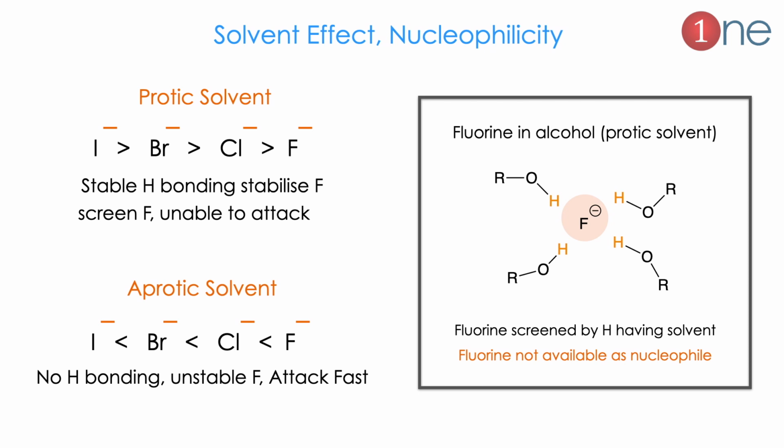What happens in aprotic solvent or non-hydrogen-bonded solvent? The fluorine is naked and charged, so it is very unstable, and it can attack fast. So in the gaseous phase as well as in aprotic solvent, among halogens fluorine is the better nucleophile. So you should know that with protic solvent and aprotic solvent, you can switch the nucleophilicity.